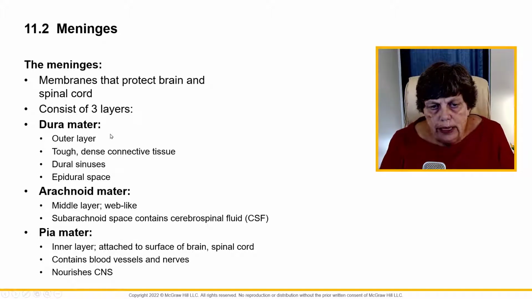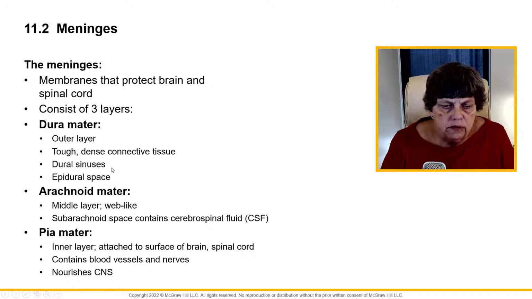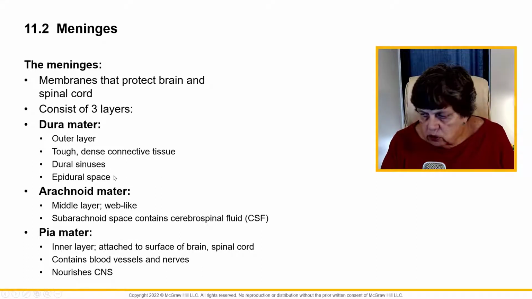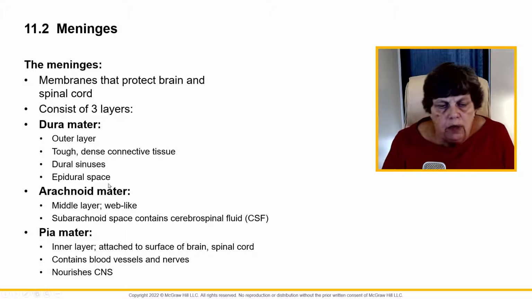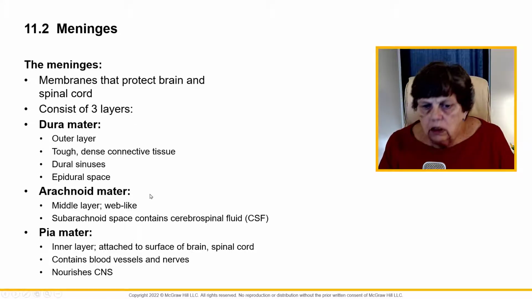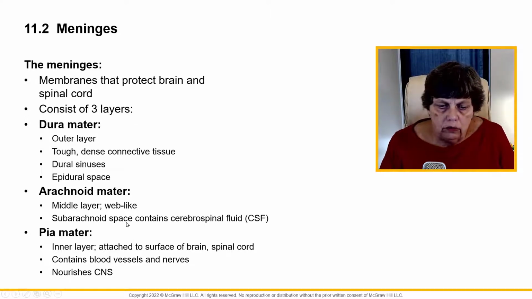Outer layer, dura mater. This is tough and dense. There are some sinuses in their spaces, and there is a space we call the epidural space. We'll take a look at that. Below that is the arachnoid mater, or sometimes people call it the arachnoid layer. And there's a subarachnoid space that contains spinal fluid.